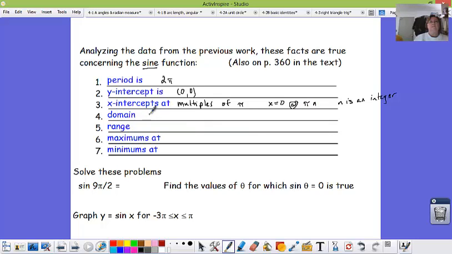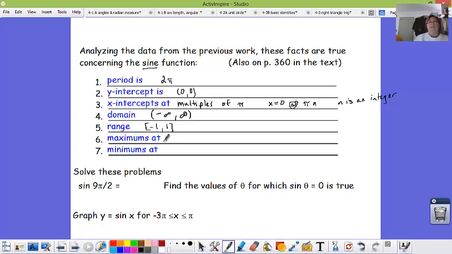The domain for the sine function we've already talked about. It goes from negative infinity to infinity. That is, any value can be input as an angle measure. The range is more specific. The lowest it can be is -1, the highest is 1.